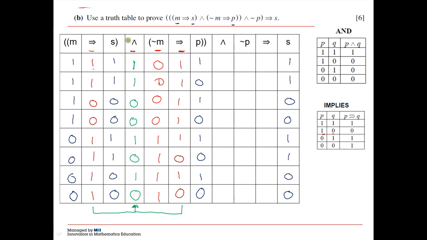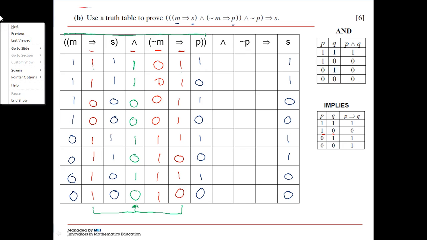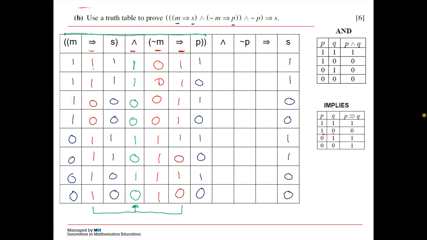Now I've completed the first part of the statement that involved those first brackets and the second brackets. So now I can look at the AND with the not P here. And I didn't fill in the not P to start with, so I shall fill in the not P now. So not P is, to remind you, just the opposite of P. So 0s instead of 1s, 1s instead of 0s.